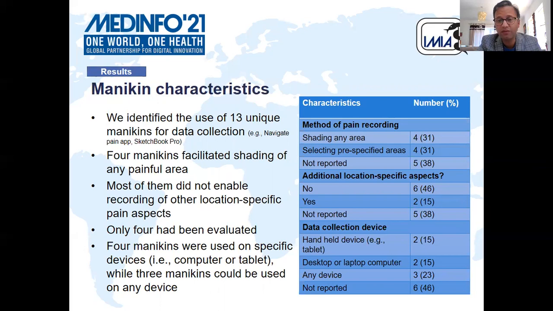We also found that there were very few studies where other location-specific pain aspects were recorded, for example pain quality. Pain quality can also be location-specific, but there were only 2 mannequins that allowed participants to report location-specific pain quality. There were only 4 studies in which mannequins were evaluated. That means for most of the mannequins used for data collection, we didn't find any evidence whether they were validated or evaluated before use. It means the chances of their use at scale are very limited. There were 4 mannequins which can be used on a specific device, and only 3 mannequins which can be used on any device.